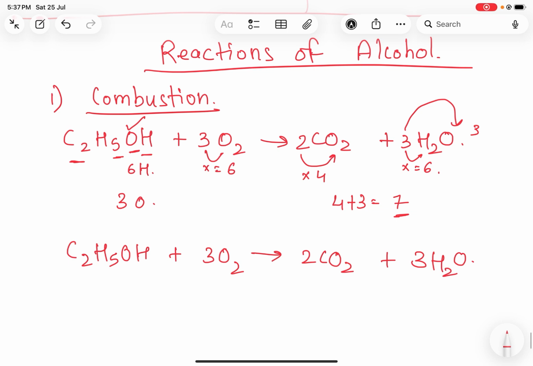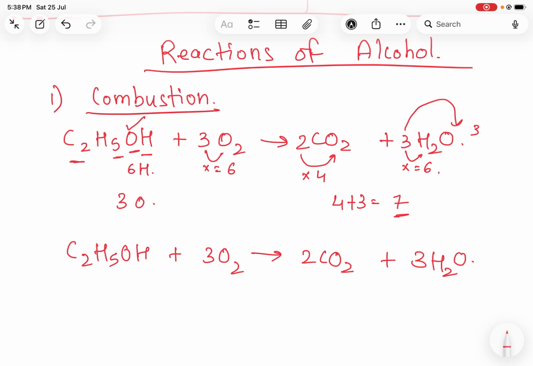So again, this reaction might come in exam. They can give you any alcohol and can ask you to write the complete symbolic equation of combustion, or they might directly ask you what can be the products of combustion. So these are the two products of combustion.